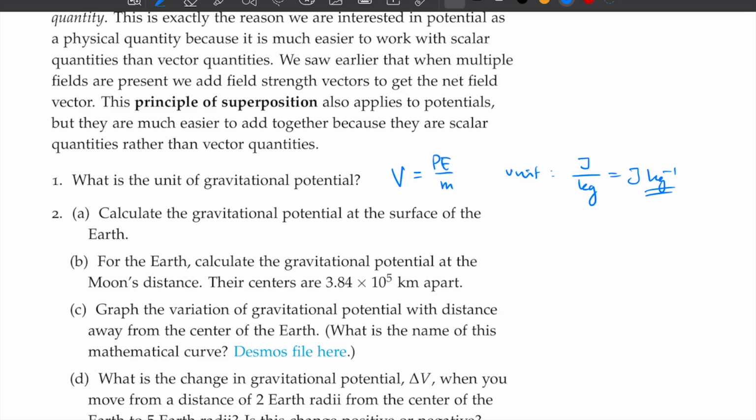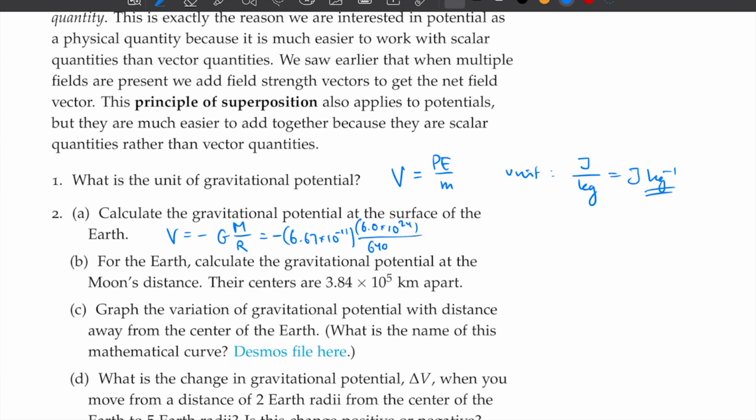Okay, let's calculate the gravitational potential at the surface of the Earth. So V is minus GM over r, where r is the radius of the Earth. So we plug in all the usual numbers. By now you definitely should be knowing all these numbers by heart.